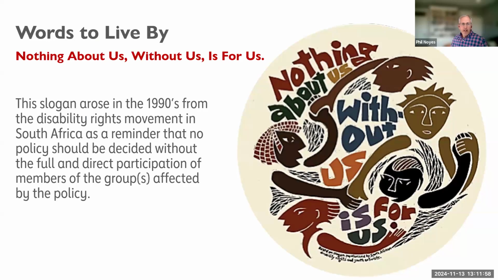This slogan, which came from the disability rights movement, really captures it pretty well. Nothing about us without us is for us. No policy should be decided by any representative without full and direct participation of members of the group affected by the policy.